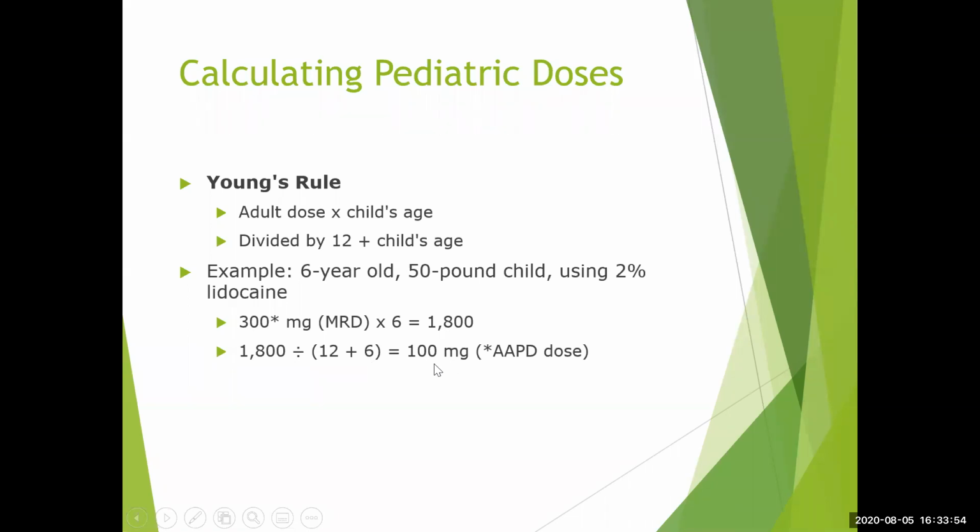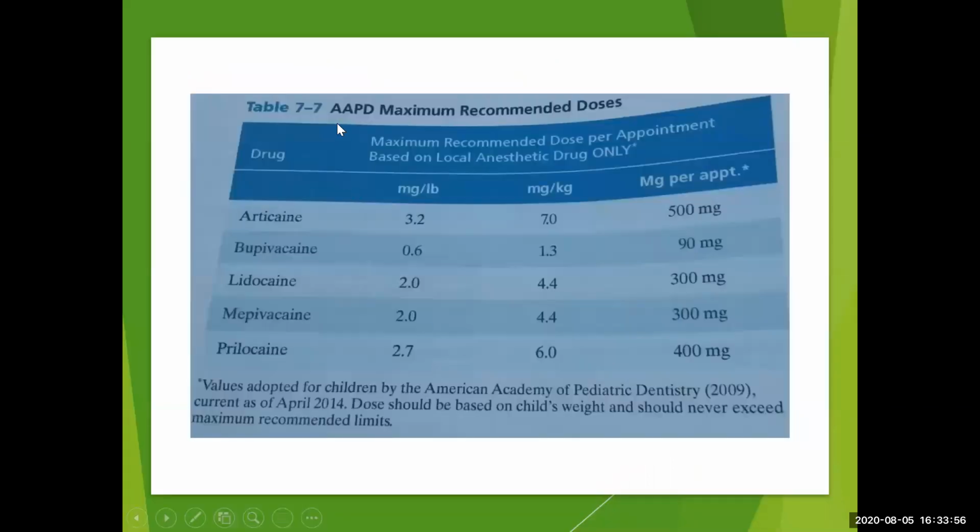So here are the AAPD maximum recommended doses. This is the American Academy of Pediatric Dentistry. This is table 7-7. These values are different than the values for adults. When you do your worksheet, don't get this mixed up with the adult table. Make sure you use table 7-1 for adults, because you can see here for lidocaine, the AAPD recommends 2 milligrams per pound maximum and 300 milligrams maximum. So it's definitely less than the adult doses.